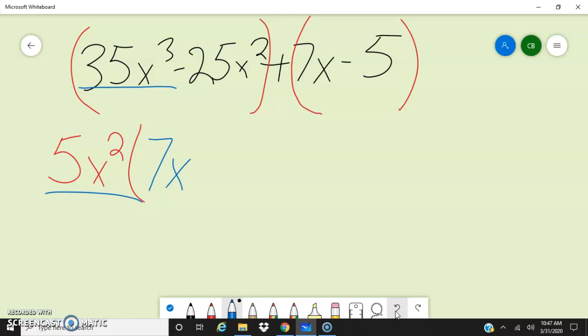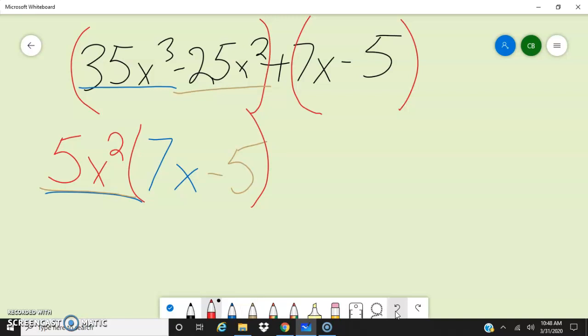Okay, and then 7x. Okay, now I'm going to look over here at negative 25x squared divided by 5x squared, and that's going to give me negative 5, and then the x squareds will cancel. So just minus 5. And that becomes my first new set of parentheses.